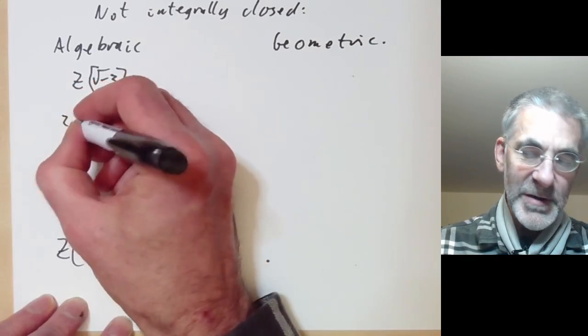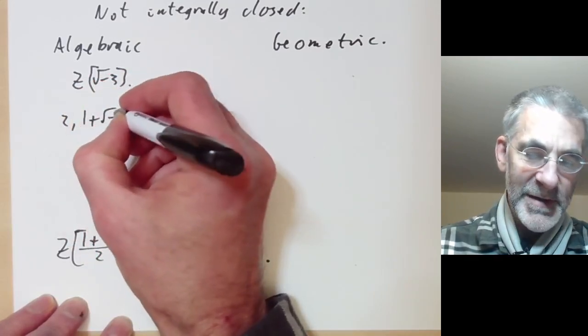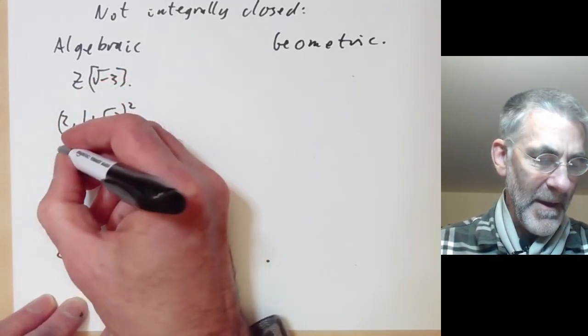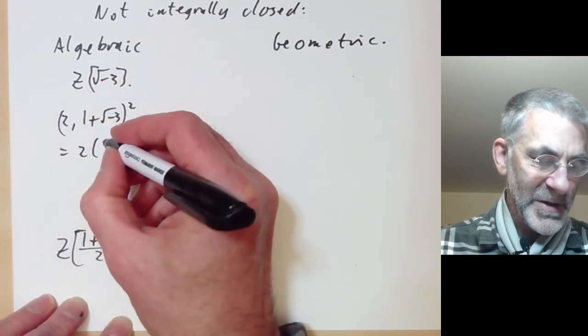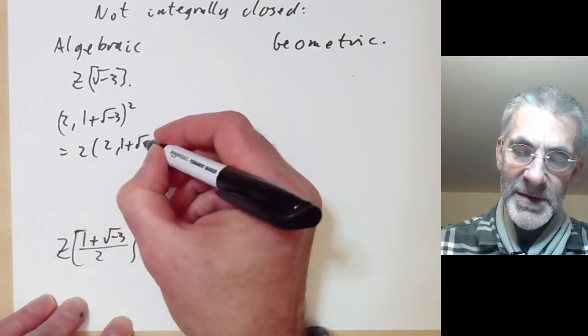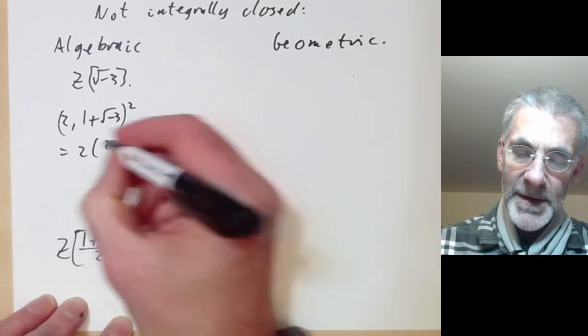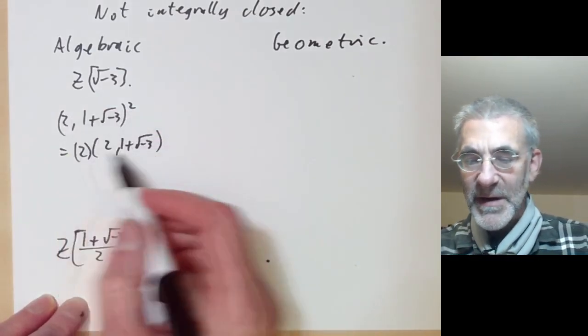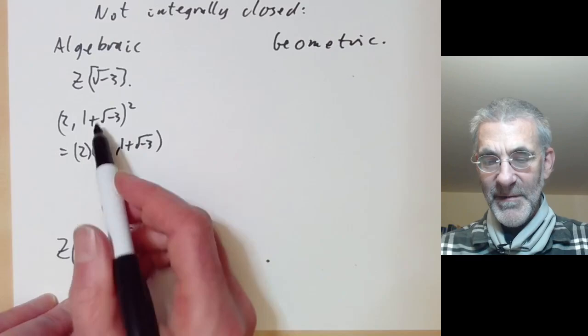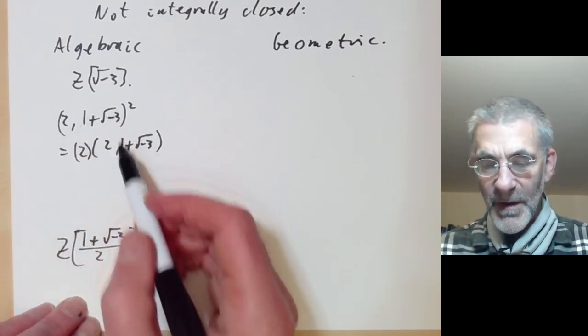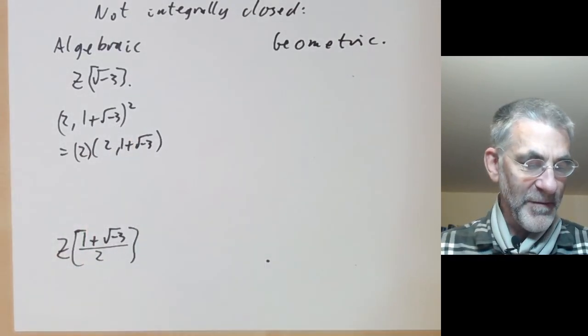For example, (2, 1 + √-3) squared is equal to 2 times (2, 1 + √-3). So here we've got two different factorizations of an ideal into a product of prime ideals.